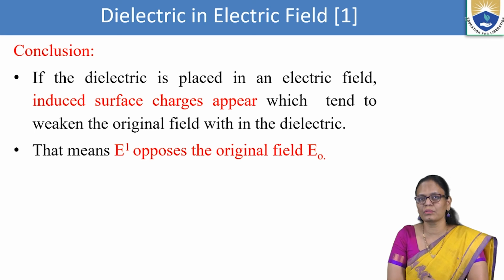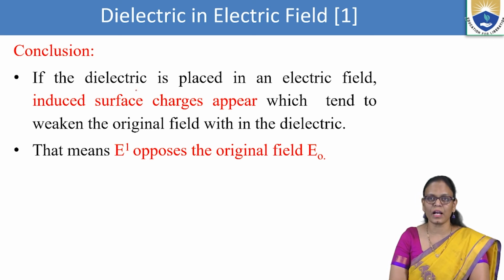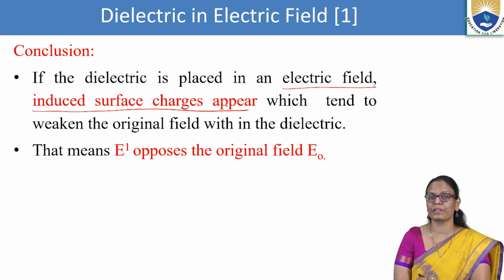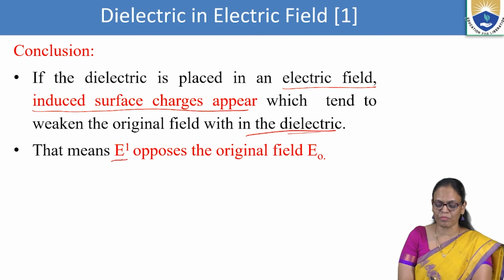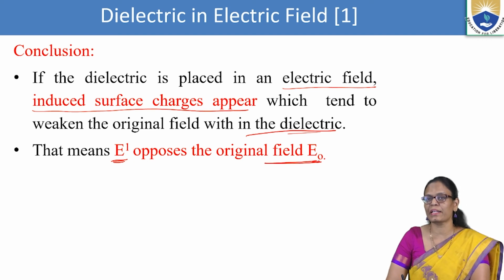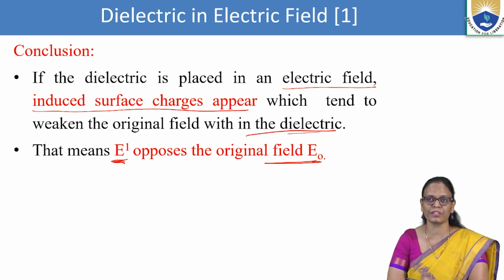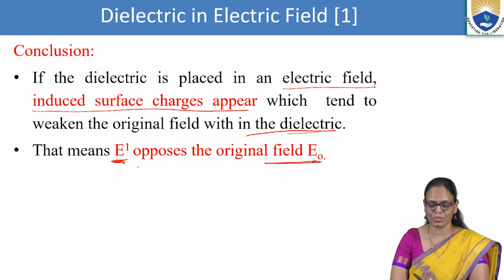So what we are going to conclude now is, whenever we take a dielectric and place it in an electric field, induced surface charges appear and they will tend to weaken the original field within the dielectric. Why? Because this E prime, which is produced due to polarization, will always oppose the original field. So if the original field that is applied is E naught and the field that is developed due to polarization of charges in the electric field, they will oppose each other. So the net will be always less. So it will tend to weaken the original field.